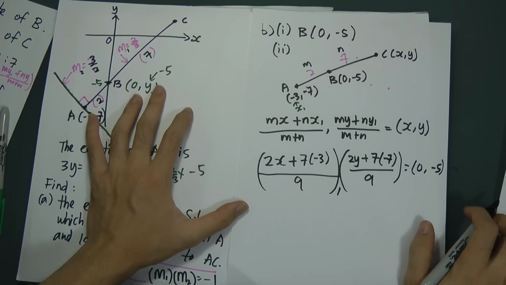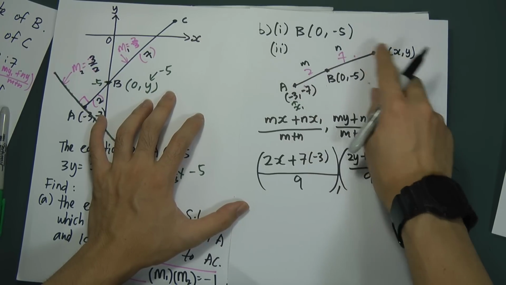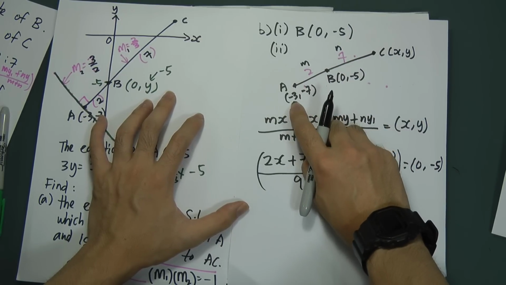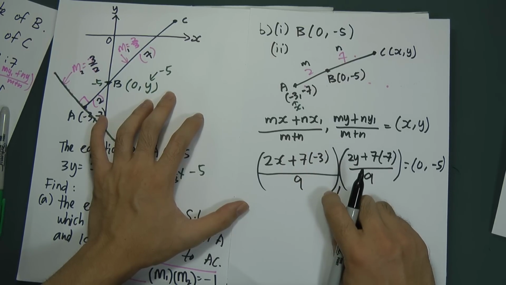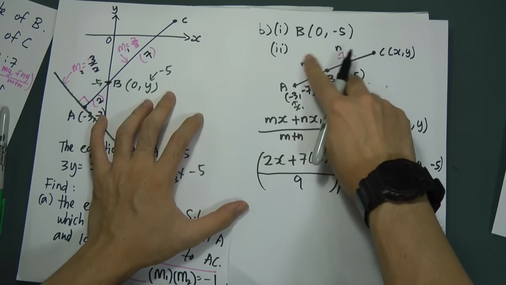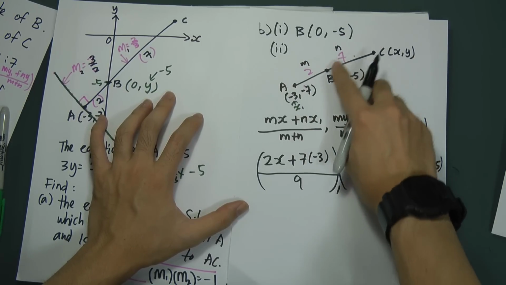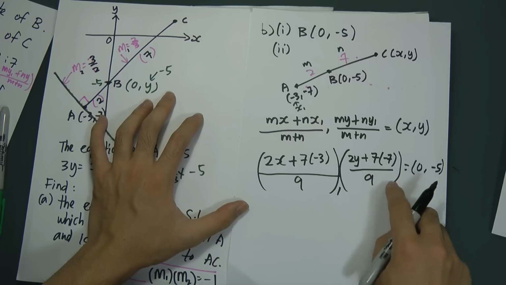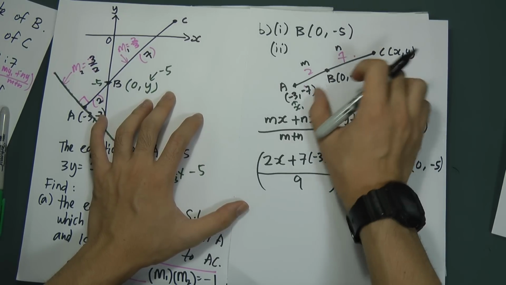Do you see the big picture? Ratio multiple the further x coordinate plus the ratio multiple the further x coordinate, divided by the total ratio 9. Same thing for y: ratio multiple the further y coordinate plus ratio multiple the further y coordinate, divided by total ratio, equals the y coordinate of the point in the middle.